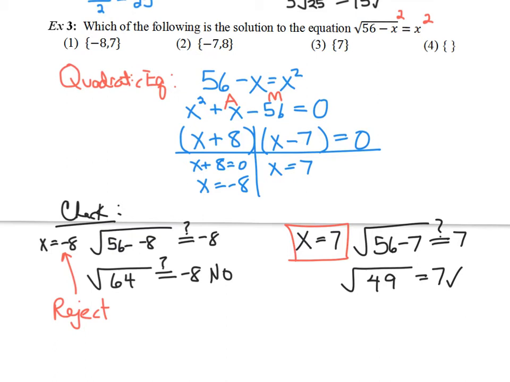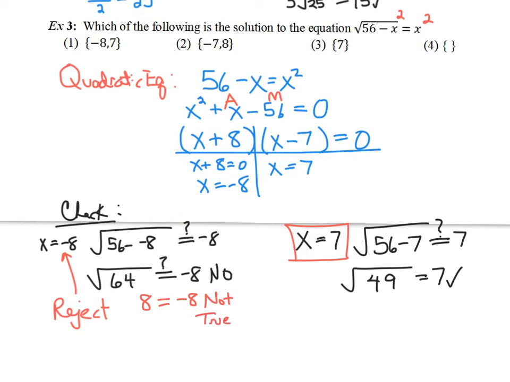Let's check our solutions. So when I checked x equals negative 8, I substituted negative 8 into the original equation for x. So on the left side, I get the square root of 64, which is, of course, positive 8. Remember that square root means take the principal square root or the positive square root. On the right side of the equation, I substituted negative 8 for x. So really what I have here is 8 equals negative 8. Which of course is not true.